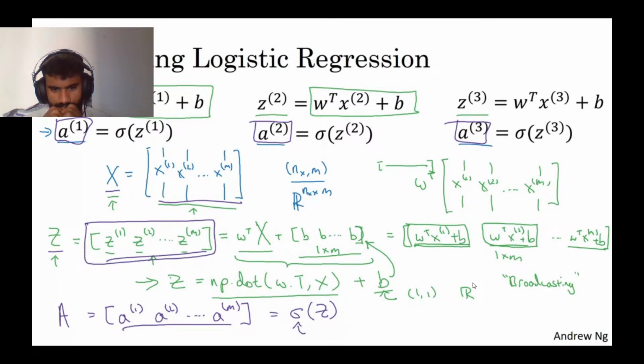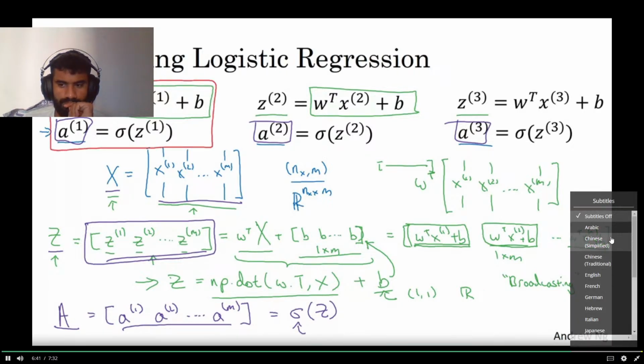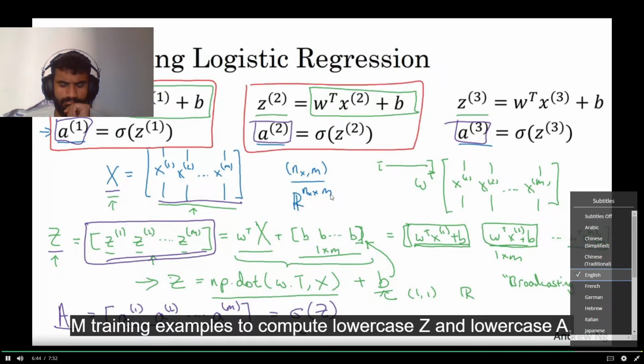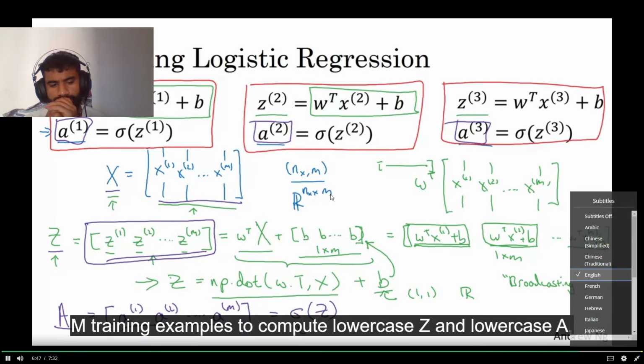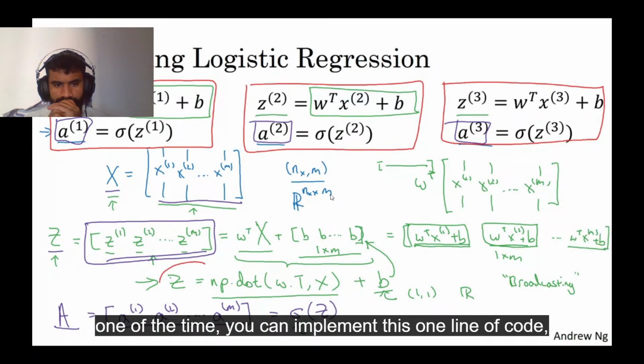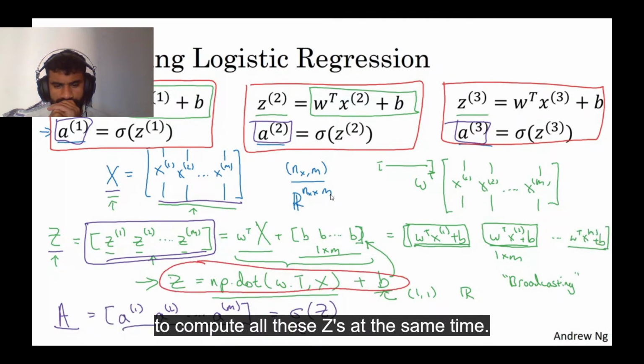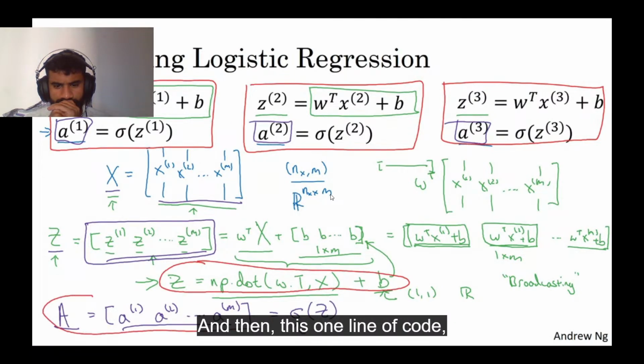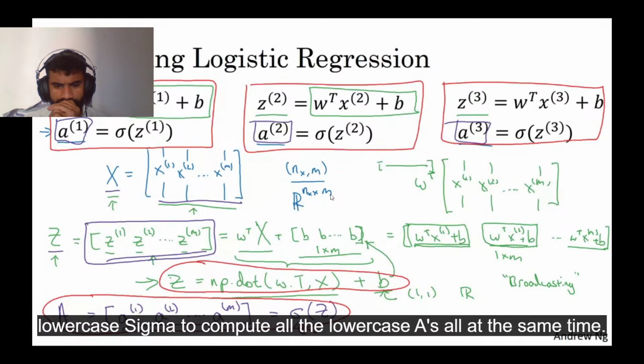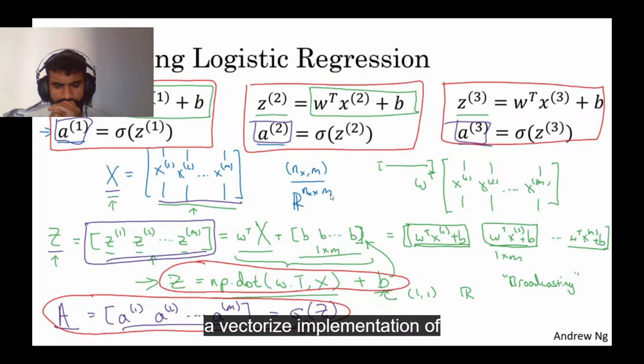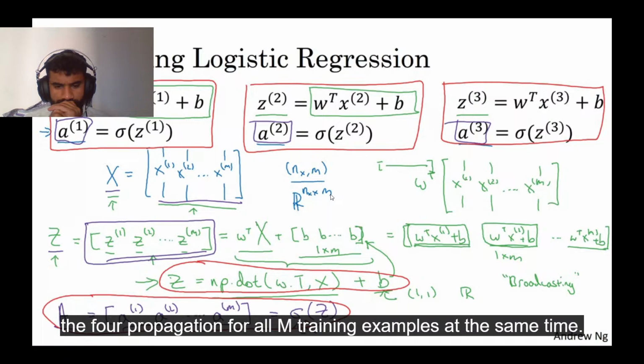So you see the details of that in the programming assignment. So just to recap, what we've seen on this slide is that instead of needing to loop over m training examples to compute lowercase z and lowercase a one at a time, you can implement this one line of code to compute all the z's at the same time, and then this one line of code, with appropriate implementation of lowercase sigma, to compute all the lowercase a's all at the same time. So this is how you implement a vectorized implementation of the forward propagation for all m training examples at the same time.